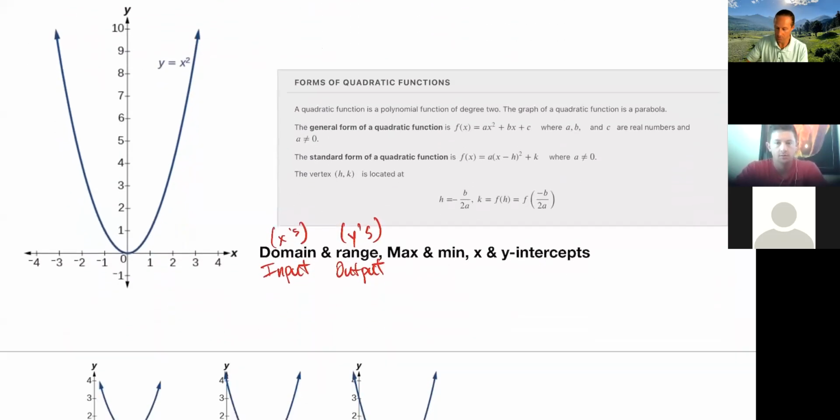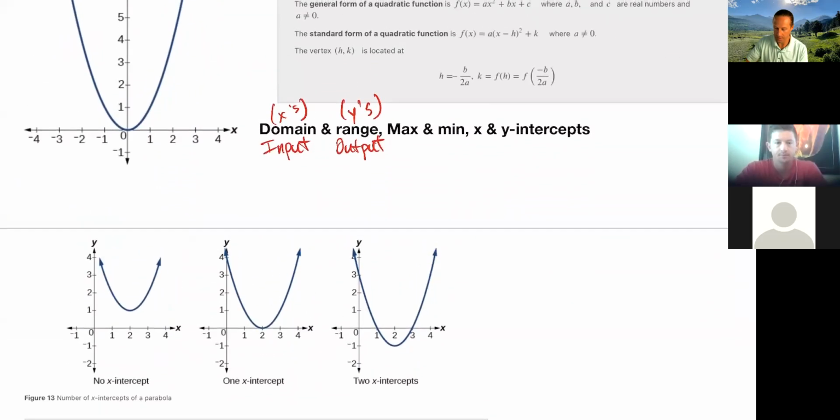Okay, so before we get into that, remember, if we're talking about intercepts, there can be no x-intercept for these parabolas, but there will always be a what? Y-intercept.